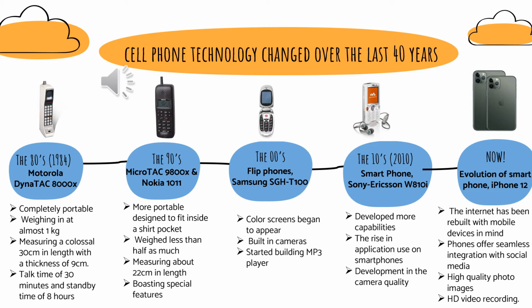Flip phones were common, with the Samsung SGH-D100 employing a dual screen design. And the next one, in 2010, mobile phone technology developed more rapidly than ever before. With the rise in photo sharing applications has come a significant development in the camera quality of mobile phones, with more lenses being added to the rear camera and improved optics.